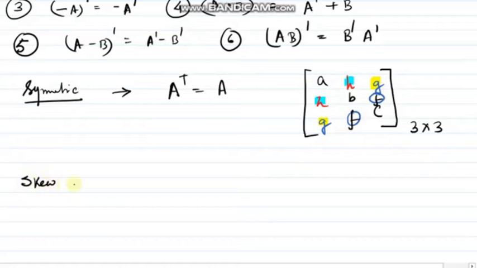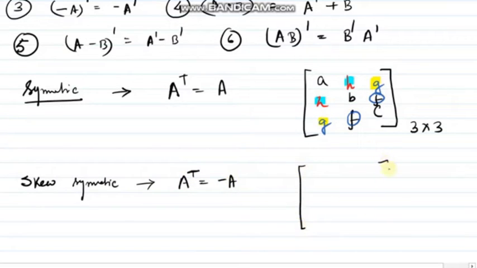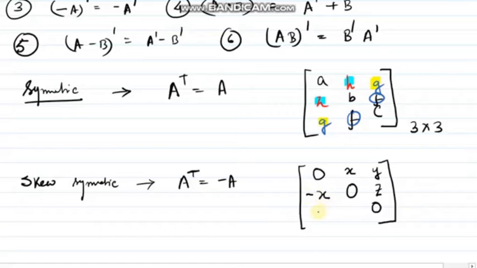Now skew symmetric matrices. What is the condition for skew symmetric matrices? Your A transpose, if this is equal to minus A, then it has to be skew symmetric. Again for skew symmetric, how to form the skew symmetric matrices? It's a necessary condition that your principal diagonal has to be 0. Okay. Now write any element over here, X, Y, Z, like the previous one. Only on the opposite side of the principal diagonal, the element will be of opposite sign.